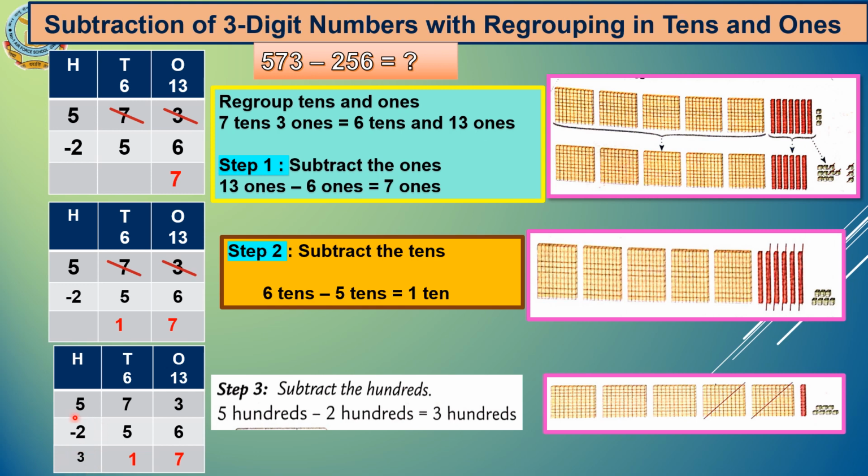Hence 573 minus 256 is equal to 317. In this way, we can subtract 3-digit numbers with regrouping in tens and ones.